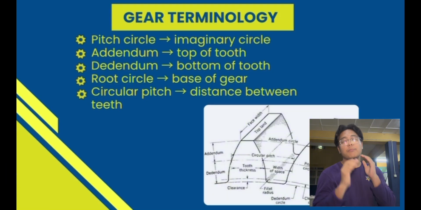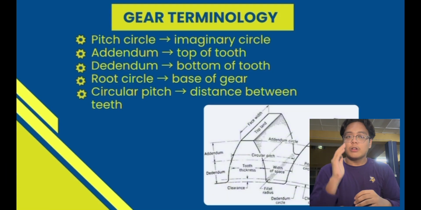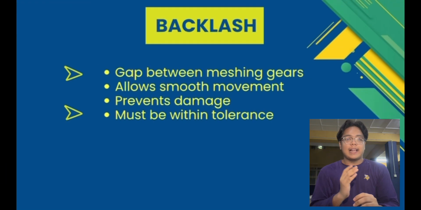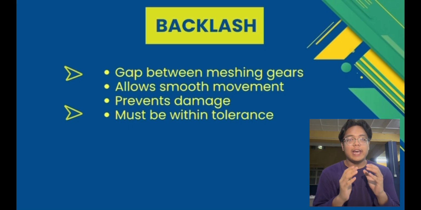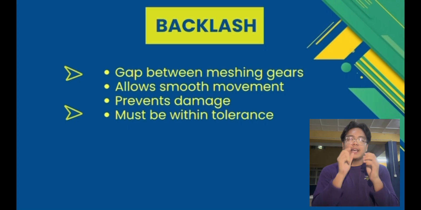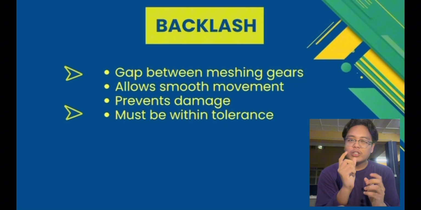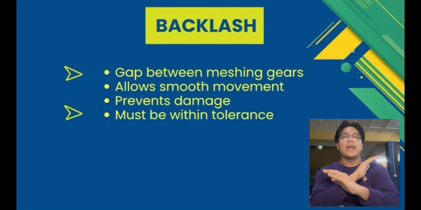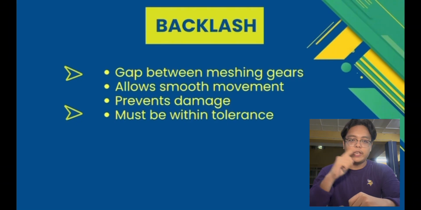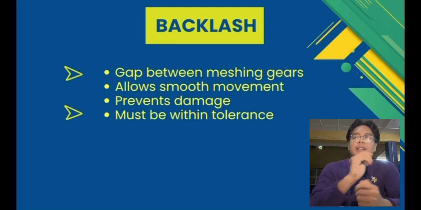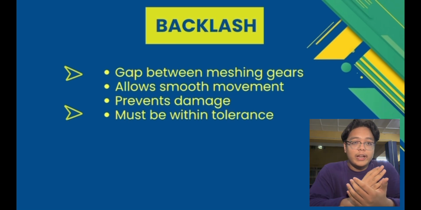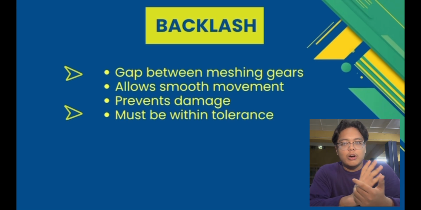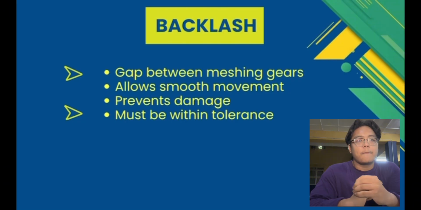So now we can move on to the next slide, which is backlash. Backlash is the small gap between two machine gears. This gap is important because it allows smooth movement and prevents damage when gears rotate. However, the backlash must be within tolerance because too much or too little can affect the performance.